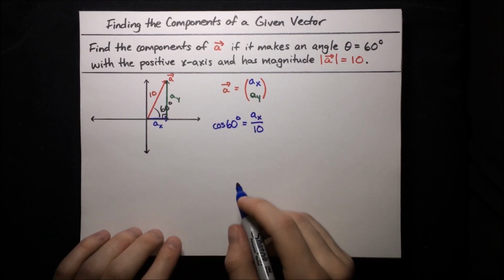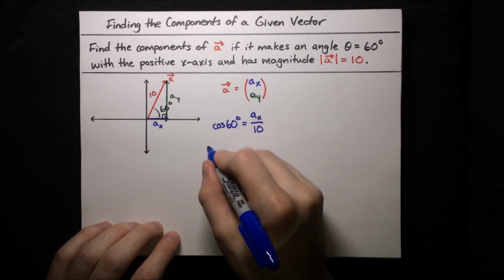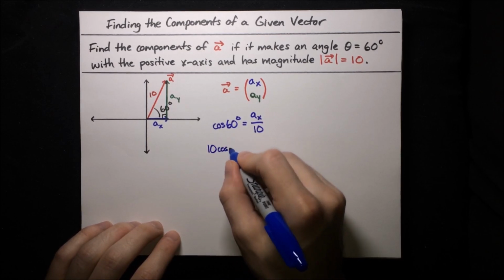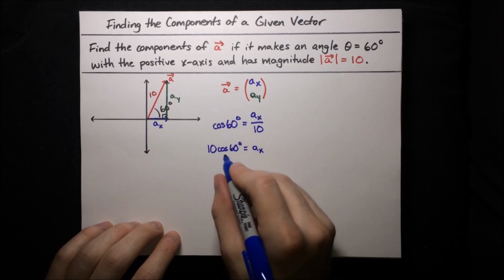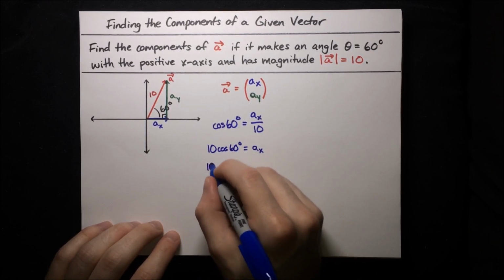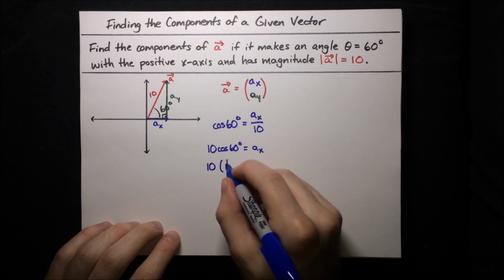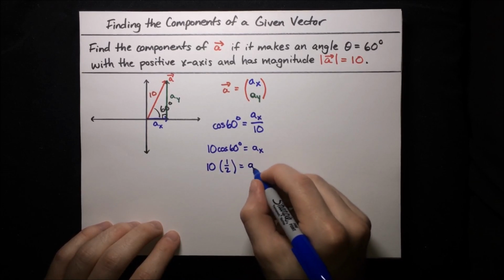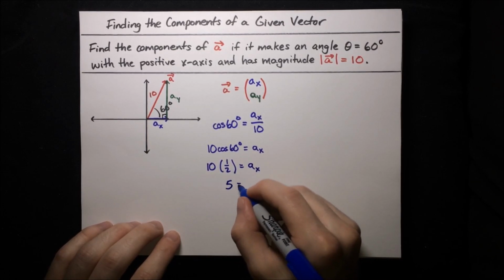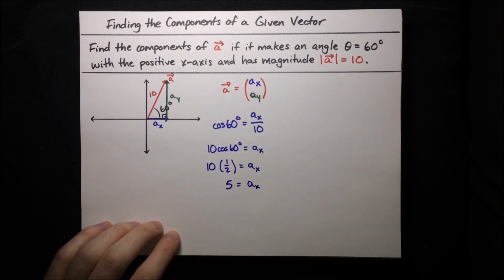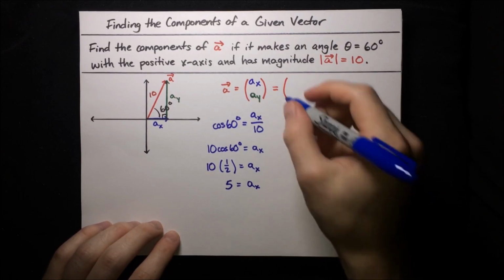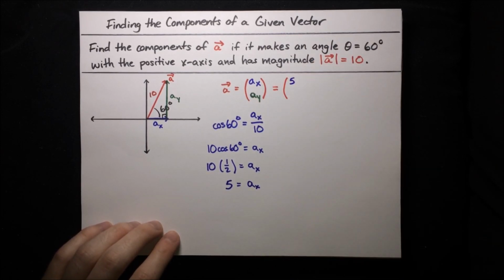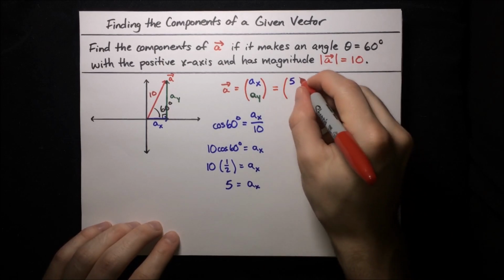So we can go ahead and solve that, multiplying both sides by 10. We get 10 cosine of 60 degrees is equal to AX, and cosine of 60 degrees is just a half, so 10 times a half is equal to AX. So 5 is AX, and let's go ahead and fill in that coordinate there. So A is 5 for that first coordinate, and then it just remains to find AY.